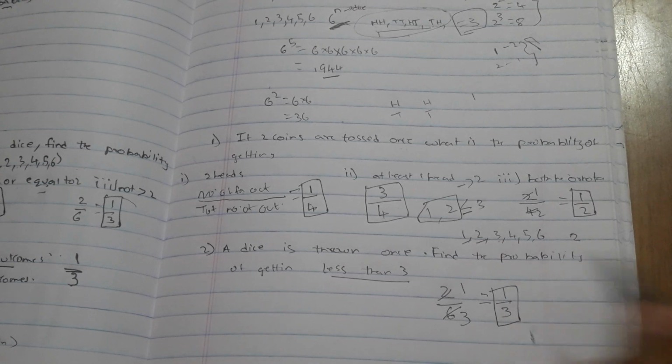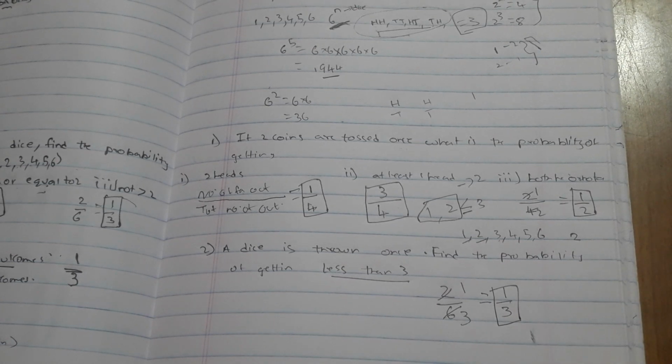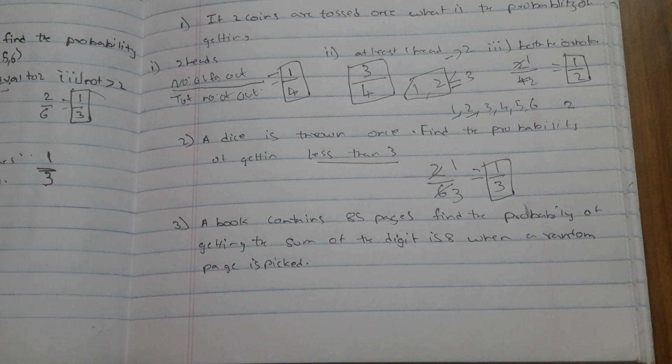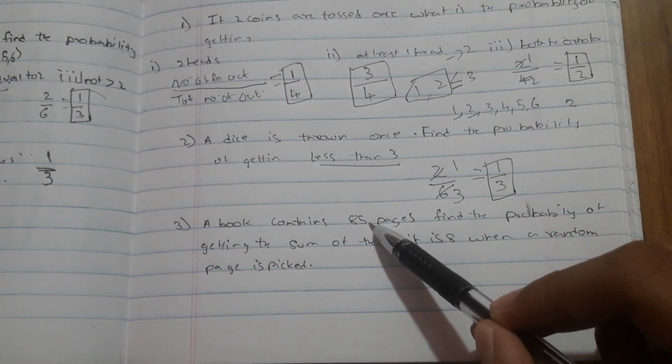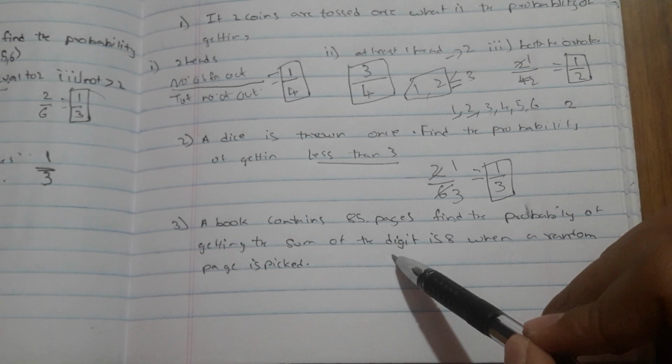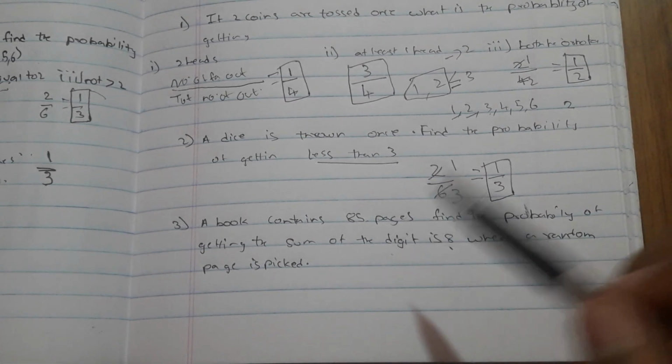This is the answer. Now we will move to another question, which is going to be very interesting. This is an important question, and it is somewhat logical. A book contains 85 pages. Find the probability that the sum of the digits is 8 when a random page is picked.